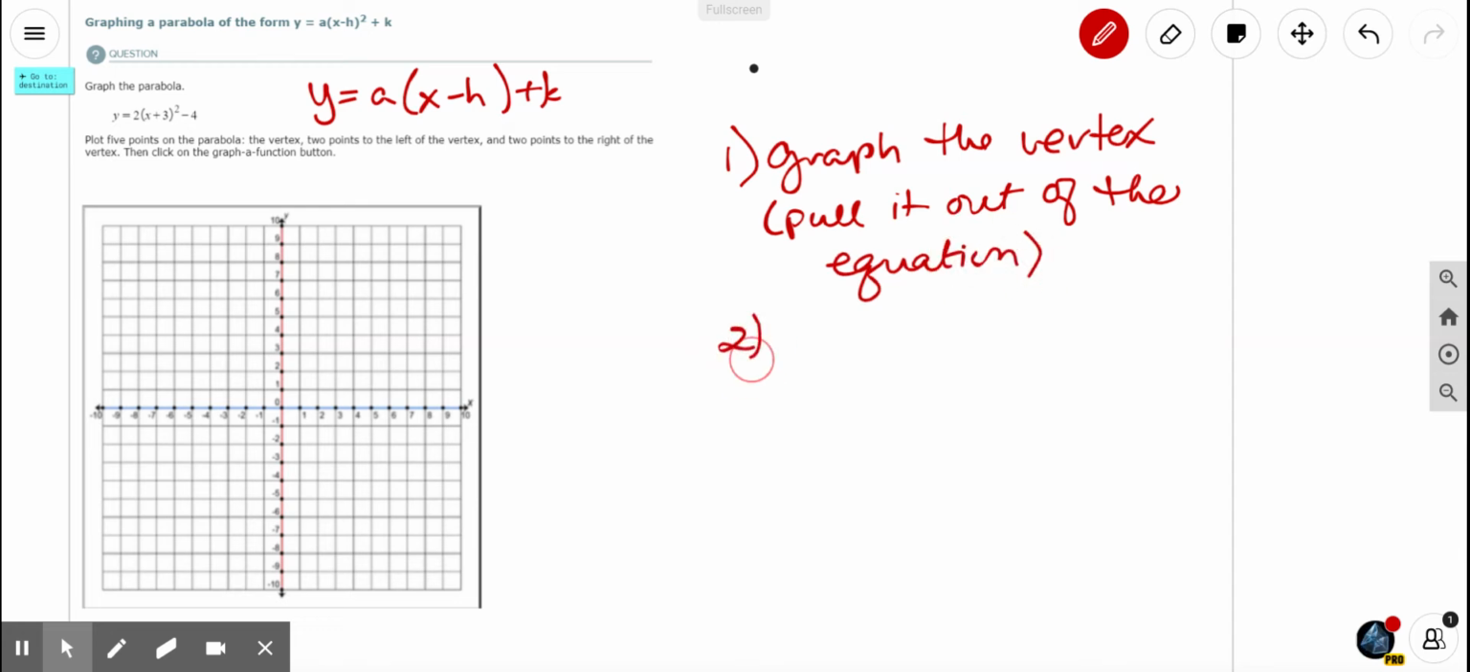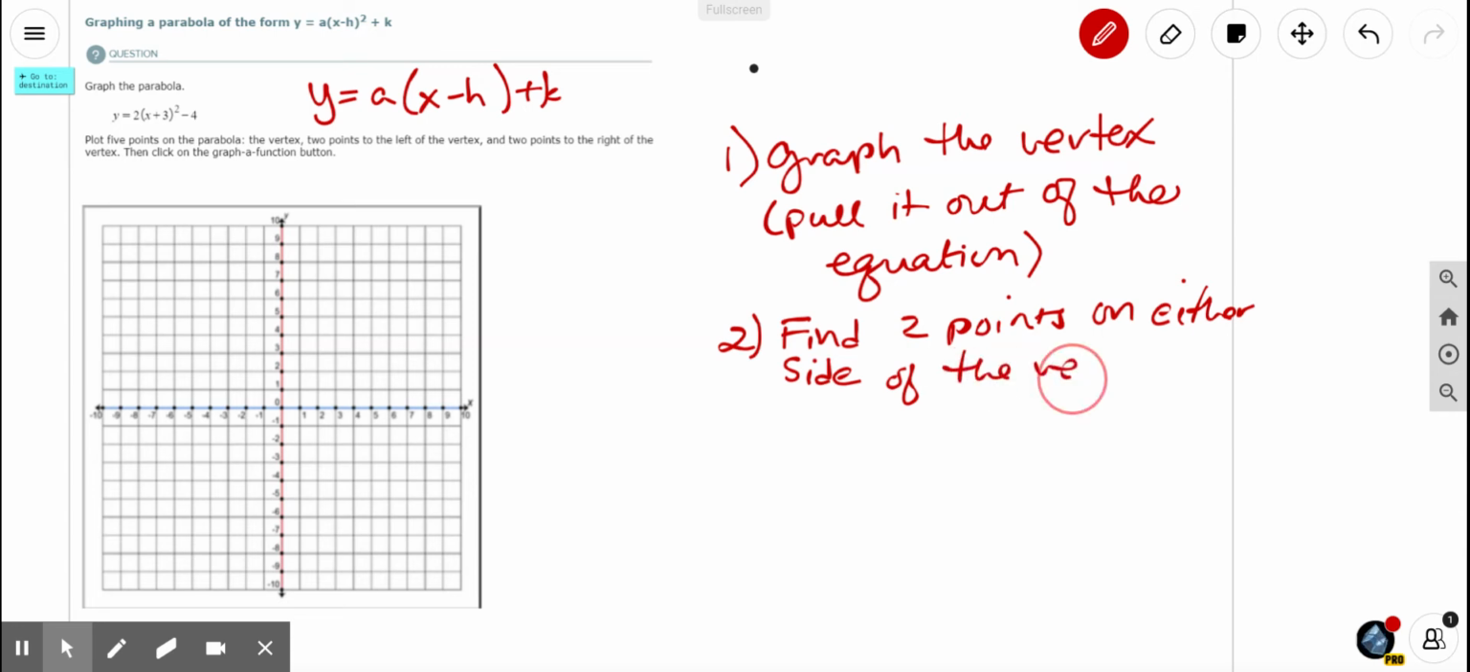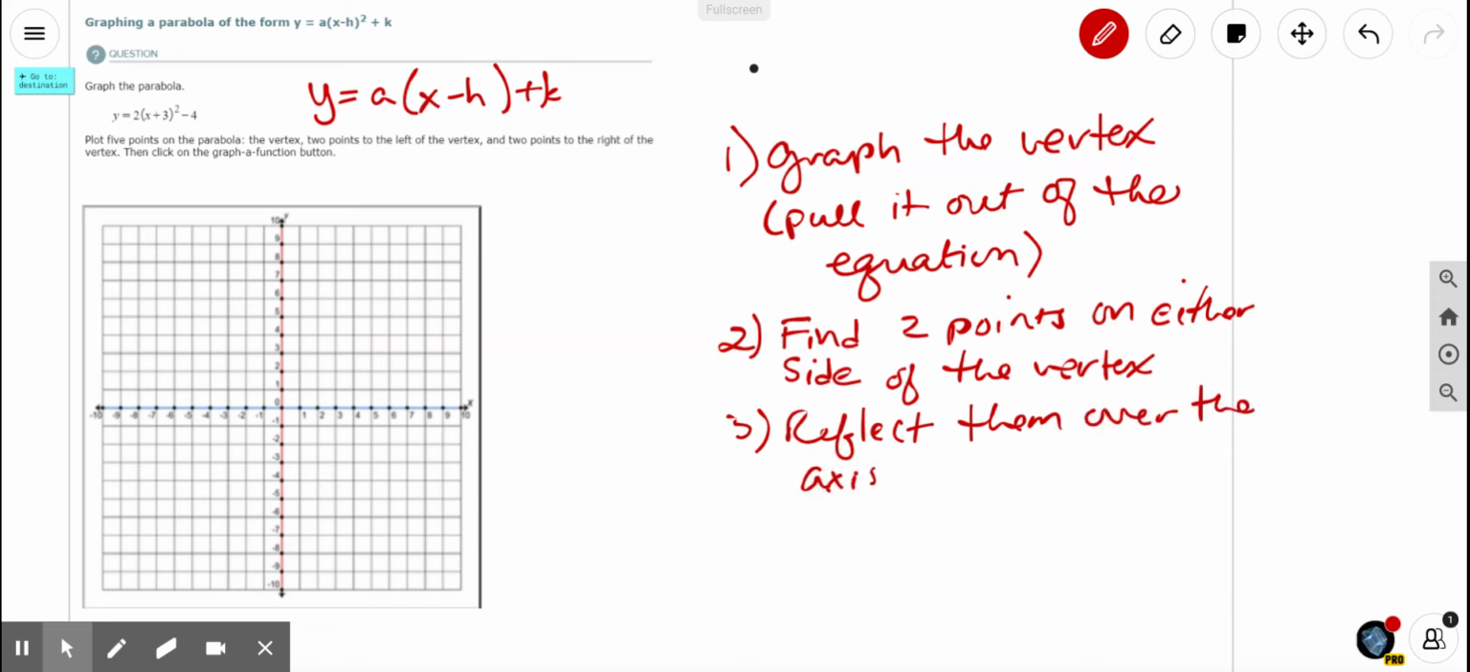Step two is to find 2 points on either side of the vertex. And then 3 is to reflect them over the axis of symmetry. And that's it. It's pretty simple.